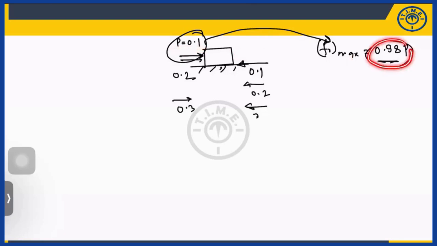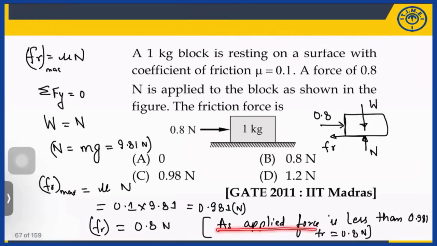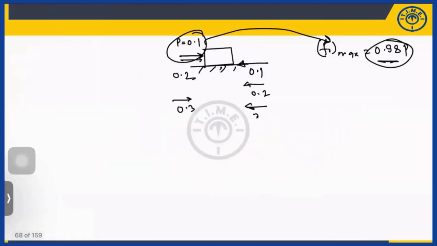Let us suppose the maximum value is 0.98, but if the applied force is less than the maximum friction force, then the friction force will be equal to the applied force only. Same thing I have mentioned here. As the applied force is less than 0.981, which is the maximum value, the friction force is only 0.8 Newton. Okay, I hope you understood this.